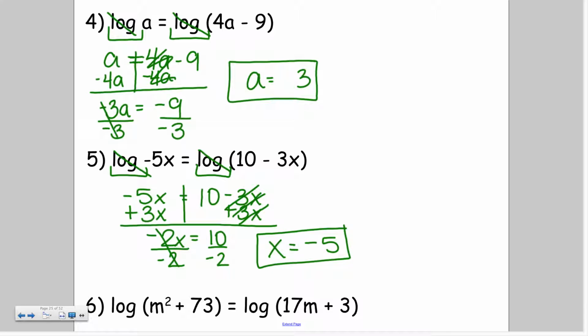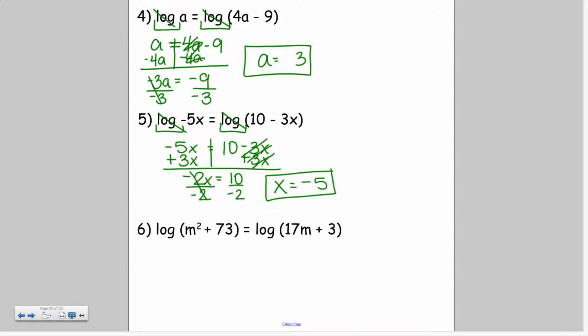All right, one more. I'm going to extend my page a little bit so that I have a little bit more room. All right, so looking to see if those log bases are the same, and they are. So we're going to cancel that out. We're left with m squared plus 73 is equal to 17m plus 3.